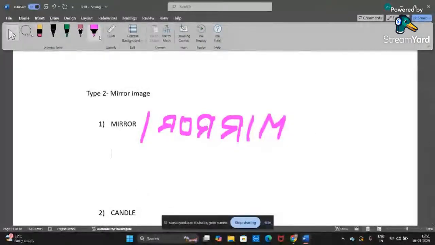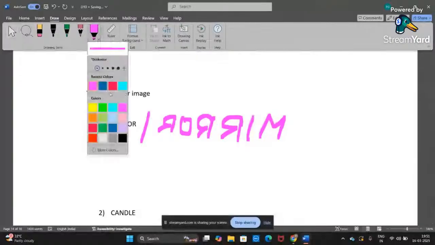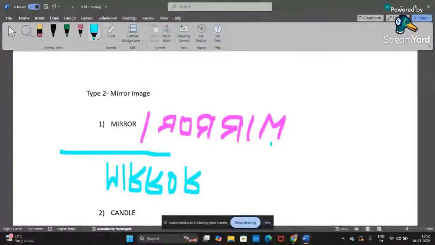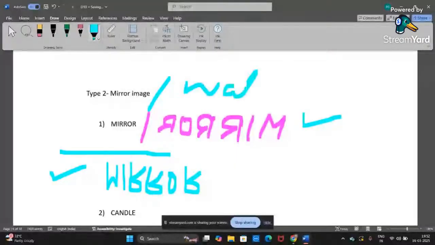If the mirror is placed downwards, then the M will be like this, I will be like this, your R will be like this, again the R will be like this, O will be like this, and like this. This is called the mirror image, and this is called the water image. Okay? Mirror image and water image. This is called the water image, and this is called the mirror image.